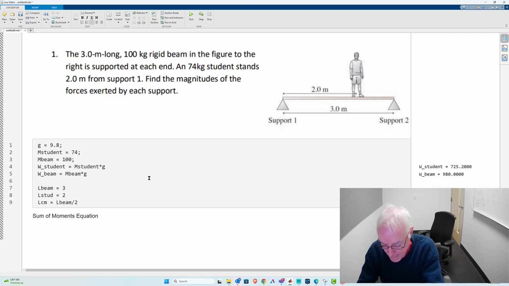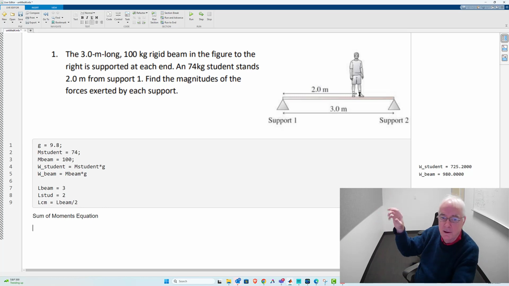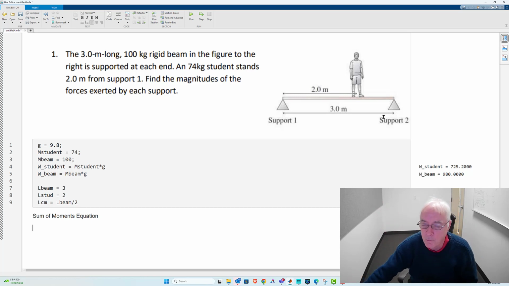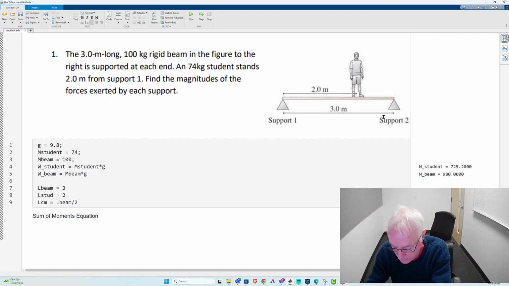If we do moments about support 1, we got this guy applying a force downward. We do the right-hand rule. It means my thumb, where my fingers rotate in the direction that torque would be applied, is going into the screen. And how do I know that? Well, if that support on the right wasn't there, the beam would rotate that way, right? So anyways, that's going to be a negative. And so I'll just call it minus W student.